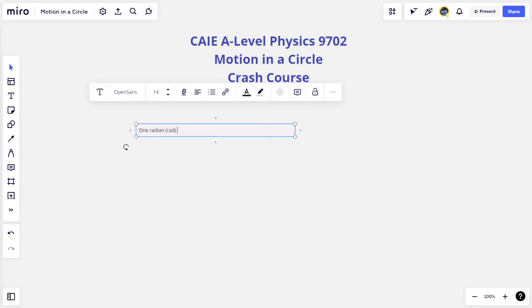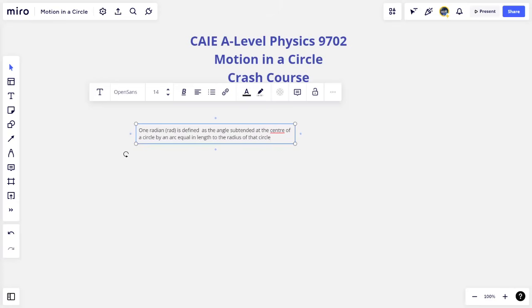One radian is, I'm going to type out the definition as you would see it in the textbook, defined as the angle subtended at the center of a circle by an arc equal in length to the radius of the circle. So the word subtend simply means to create. So it's the angle created by two lines at the point at which they meet. And so this is the angle subtended at the center of a circle by an arc equal in length to the radius of that circle.